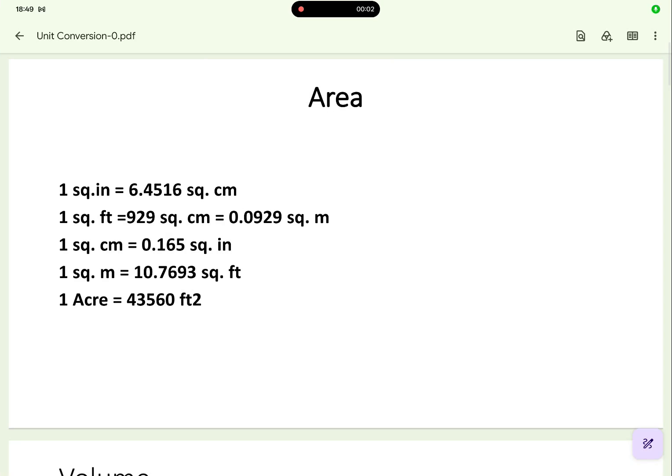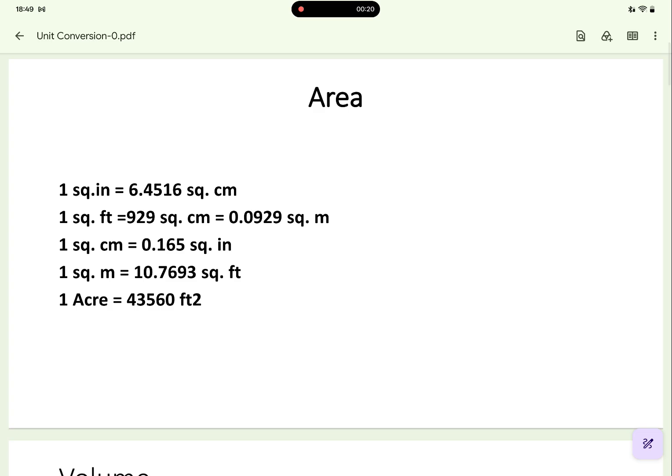So hello everyone, welcome to the second lecture of unit conversion. Earlier we have discussed the length and other units like weight. Today we are going to discuss unit conversion in terms of area.